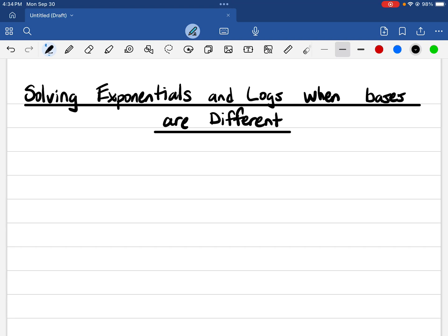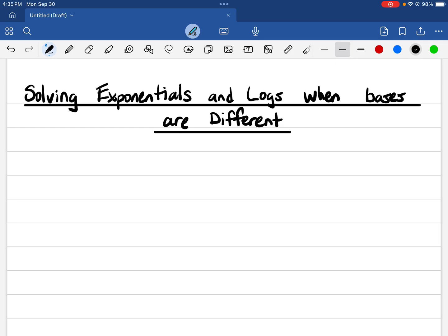So we've seen where if the bases were the same for exponentials and logs, how we can solve them using our log properties, using exponential properties of equality and things like that. But what we need to look at now is, what do we do when exponentials and logs have different bases? How can we go about solving those?